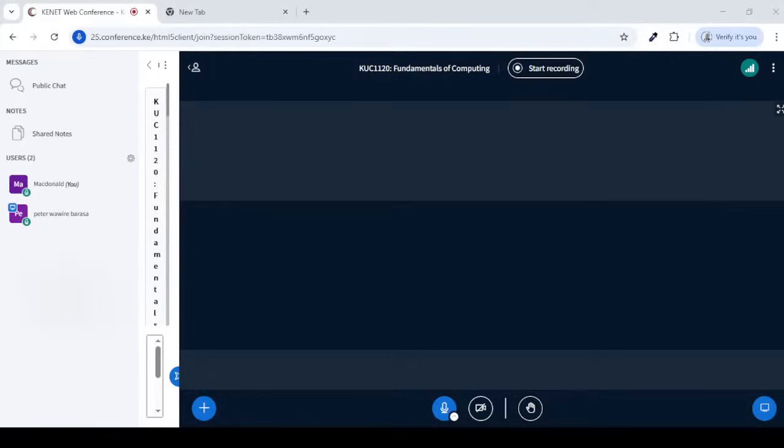Okay, a recap of what we did last time. We were able to look at the generations of computers from first generation to fifth generation, and we were also able to look at the history of computers. So today, we are going to look at the types of computers, and we were able to go through the generations.